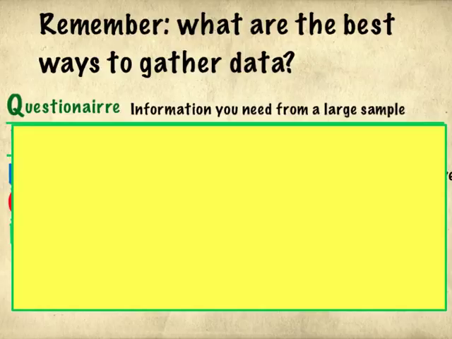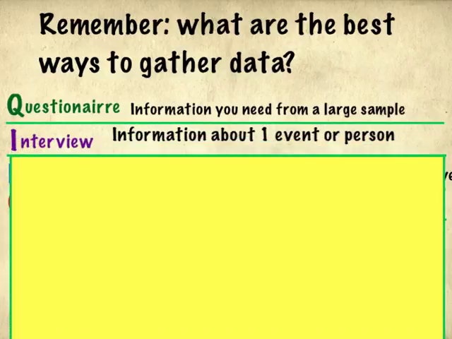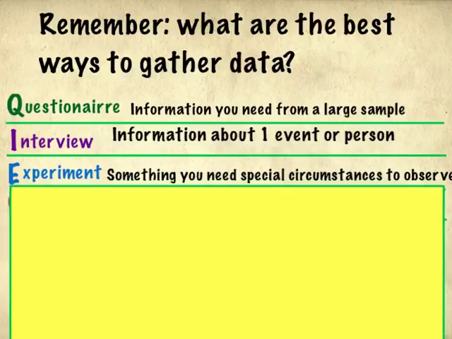When you're going to use a questionnaire, that's usually when you need information from a large sample. You have a lot of people that you need to ask about something. It would take you a long time to talk to them all, so you give them a questionnaire to do it. An interview is when you need information about one event or person. If you just need 1 or 2, even 5 or 10 people, you could just talk to them about it and get your answers.